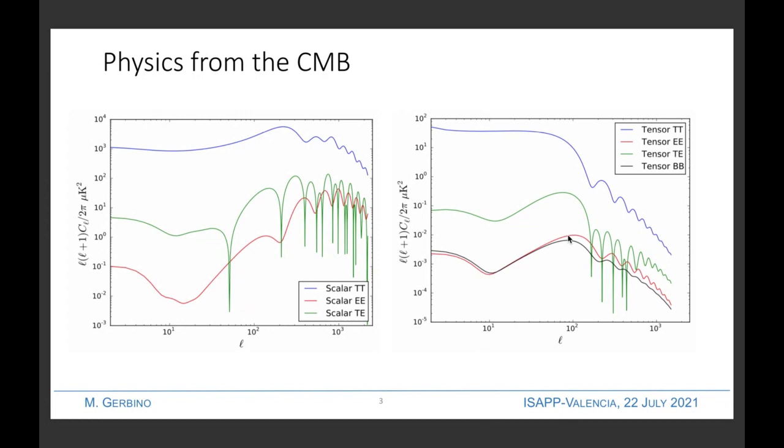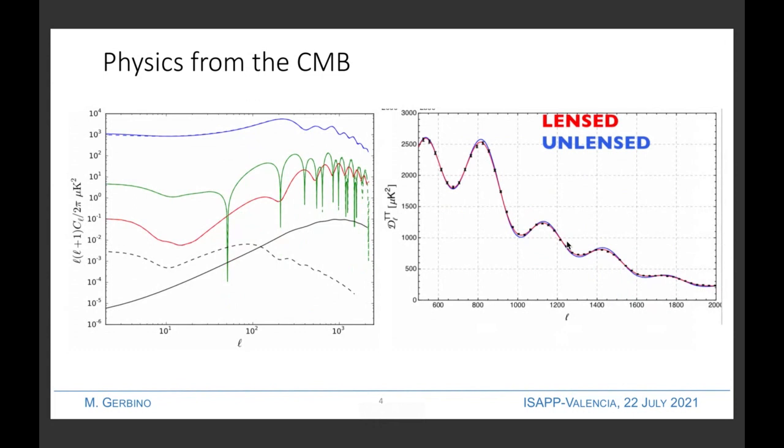Measuring this bump here, especially in the case of B modes, because we don't have B modes in the scalar field, so measuring the B mode bump at recombination, or even more ambitiously at reionization, would be a clear indication that we have primordial gravitational waves. And the amplitude of these bumps is proportional to the tensor to scalar ratio.